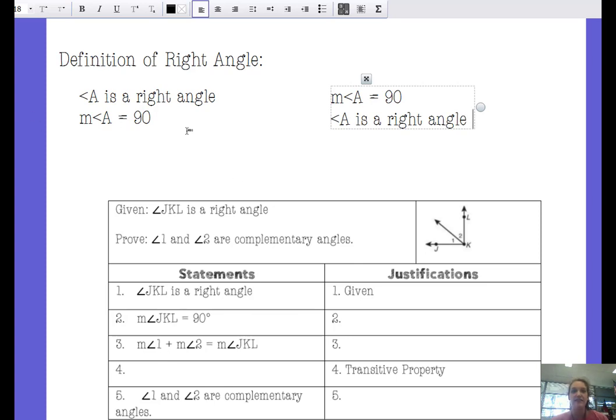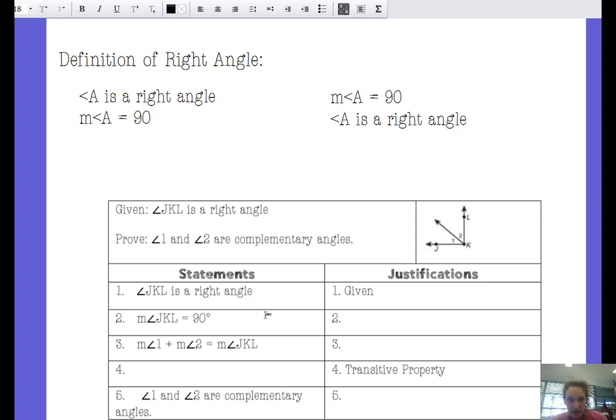I'm so sorry. So, the definition of a right angle says if your angle is a right angle, then the measure is equal to 90, or vice versa. If the measure of the angle is 90 degrees, then it's a right angle. So, your reason would be definition of a right angle.